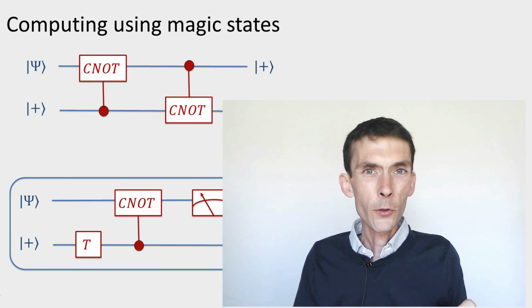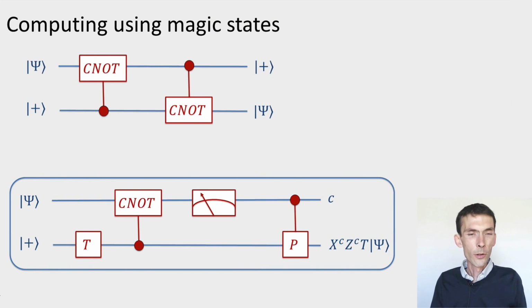Right, so let me explain how this T-gate computation using magic states works. Let's first go over the main idea using a simple example. Imagine the following circuit. So we have a state psi. Our goal is to apply the X gate to psi, but we don't know how to apply the X gate.